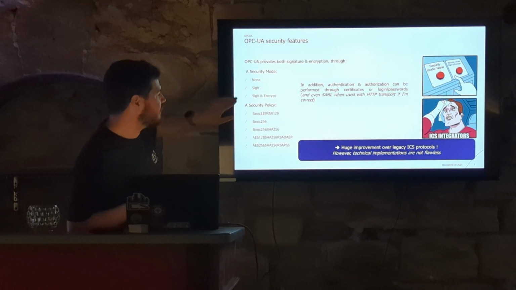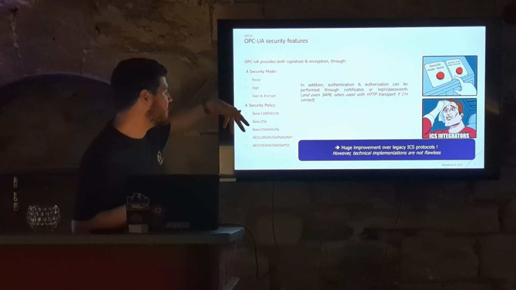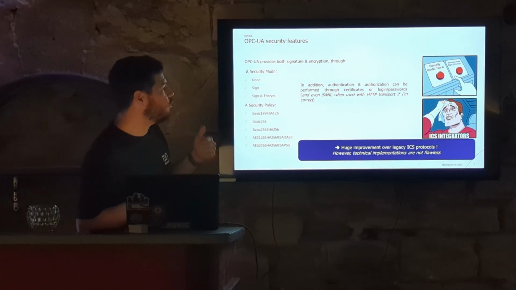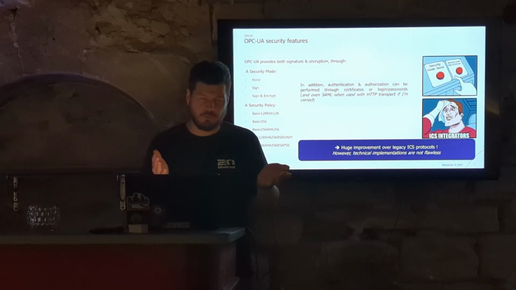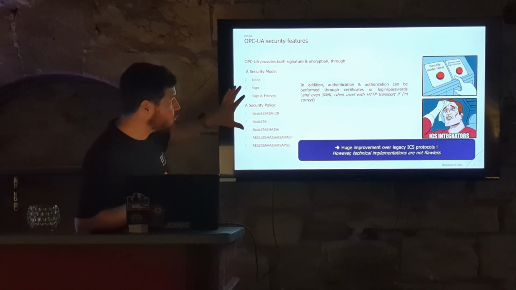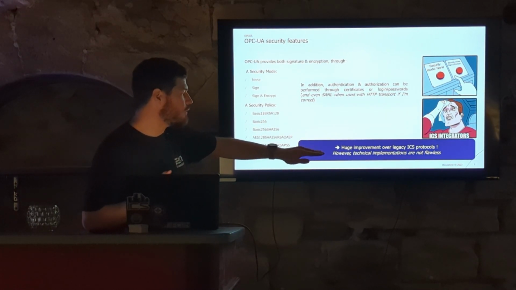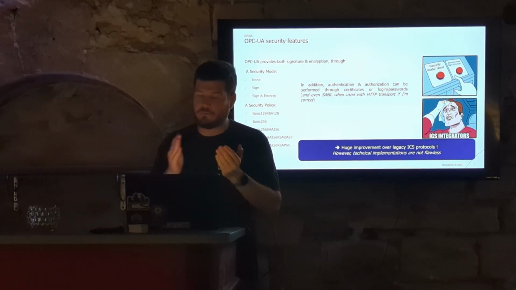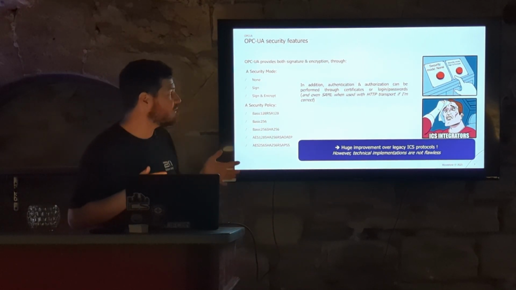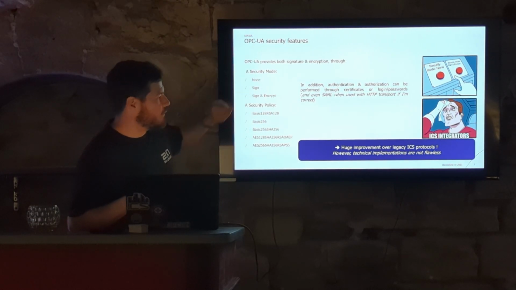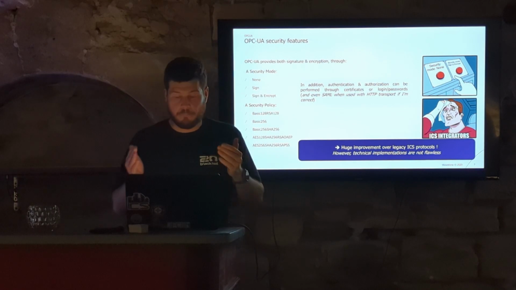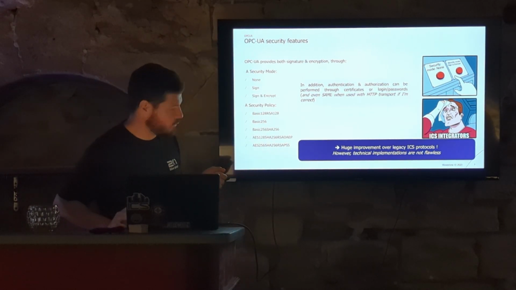And in addition to that, you have the security policy, which defines what type of algorithm you will use for either signing or encrypting or both. Okay? So really a huge improvement. In addition to that, you can also have authentication and authorization using either certificates or logins and passwords. So really it's a secure protocol on paper, and again, a huge improvement over legacy ICS protocols. However, the technical implementations are not flawless. I've performed a few pen tests or security assessments where there were OPC UA servers available, and quite frankly, it was never configured as it should have been, okay?